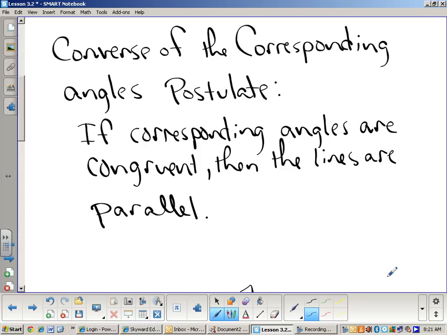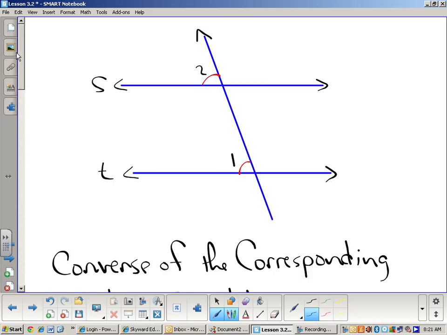So in this scenario, if I go back up to the picture, we're saying these are corresponding angles. Angle 1 and angle 2 are corresponding angles. And we're saying they're equal. We're saying that measure of angle 1 is equal to measure of angle 2. Well, this postulate says then that because these 2 angles are equal, then that means these 2 lines must be parallel.